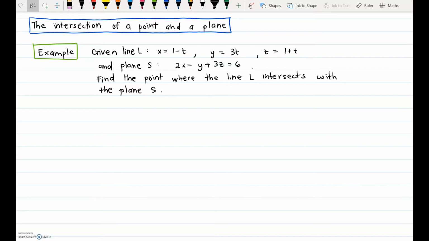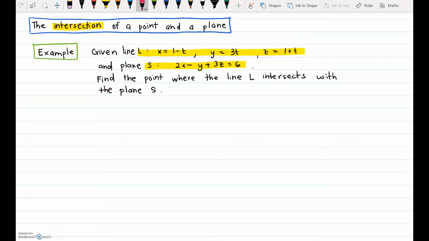Remember, if you have the word intersection, it means you want to find a point where two things intersect with each other. In this case we want to find the intersection point between a line and a plane. To find the intersection point, basically we will use simultaneous equations.